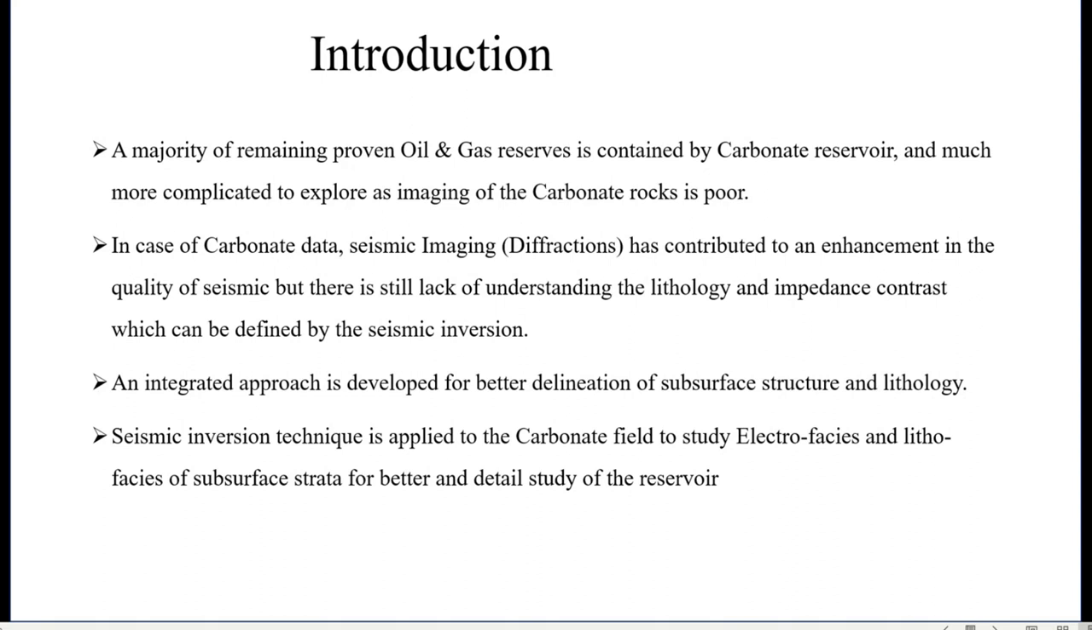In this regard, with carbonate data, we are working on seismic imaging, specifically on diffractions, which has contributed to an enhancement in the quality of seismic. But we still have some lack with the lithology, so to address that we are using seismic inversion. We also combined imaging and inversion methods to delineate the subsurface structure and lithology. From seismic we can only look at structure, like anticline, syncline, faults and fractures, but the lithology of a formation you can get from seismic inversion. That inversion we have also applied to petrophysics analysis, which we normally do for reservoir studies.